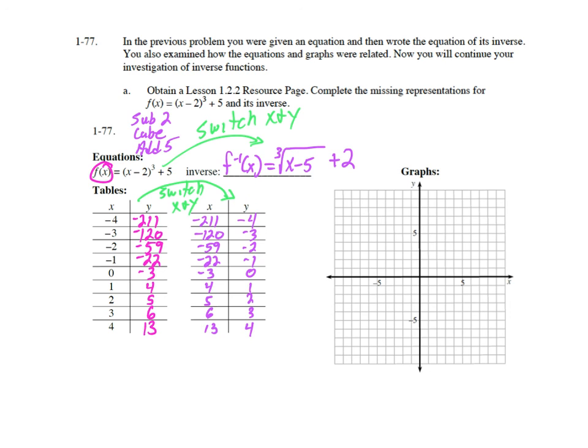Now let's graph these. Let's graph f of x. Now I'm going to start with 0, -3. These other points I don't think are really going to be on a graph that goes from -10 to 10. So 0, -3. 1, 4, 2, 5, 3, 6, 4, 13, that's 10, 11, 12, 13. Looks like we have ourselves a little bit of an S curve here.